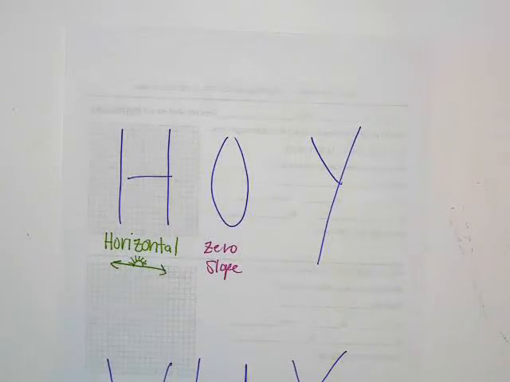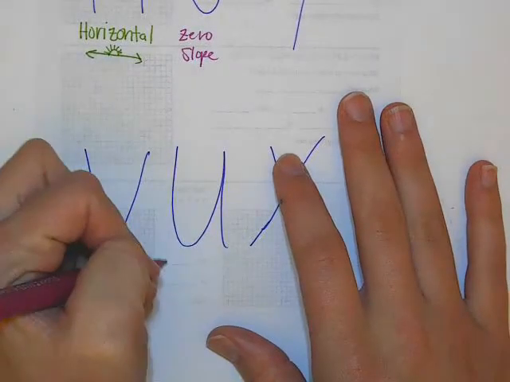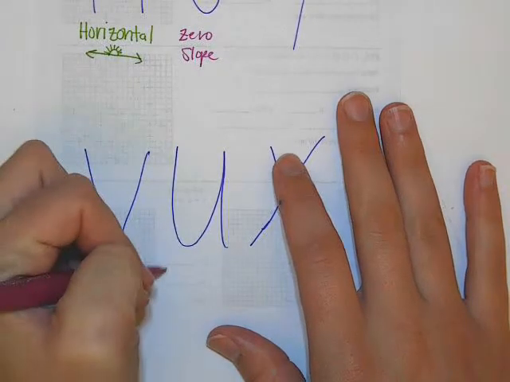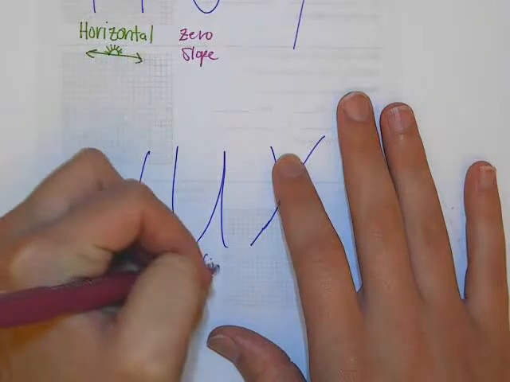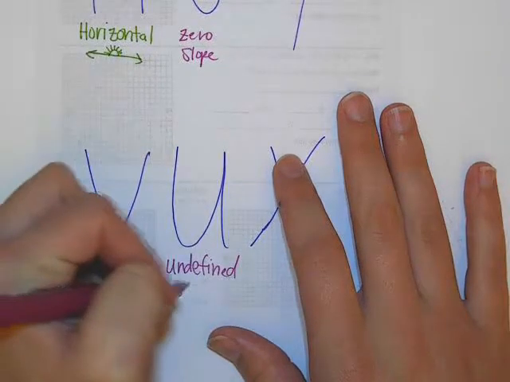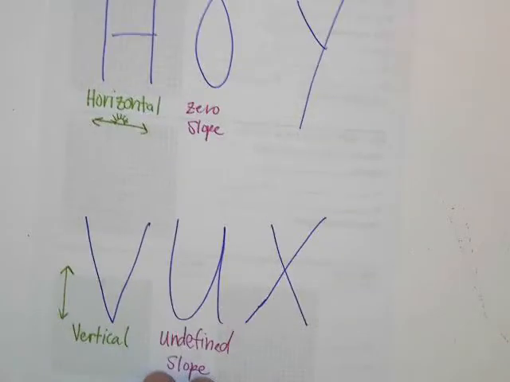So if you have a horizontal line, what type of slope does it have? 0. Okay? For vertical, if you've got an up and down line, what type of slope? U stands for undefined. Undefined slope. Okay, so first letter tells you what type of line, side to side or up and down. Second letter tells you what type of slope they have.